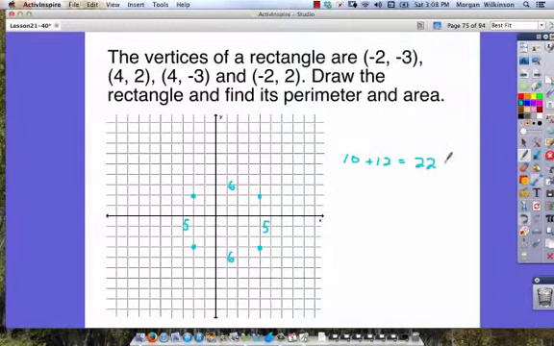Now we don't know what the units are, but this is a distance, so we need to say 22 units. We need to have that label to get this problem correct.